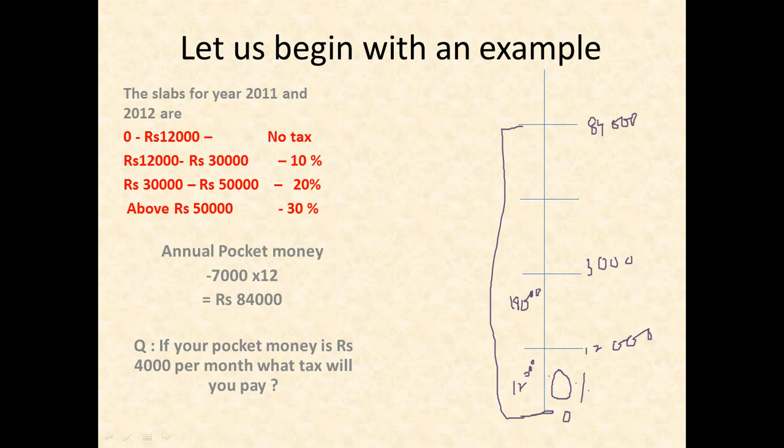Then 12,000 to 30,000, the money that you have is 18,000, the income tax is 10% of 18,000, which is 180 rupees. From 30,000 to 50,000, which is 20,000, the part of your income, you pay 20%.